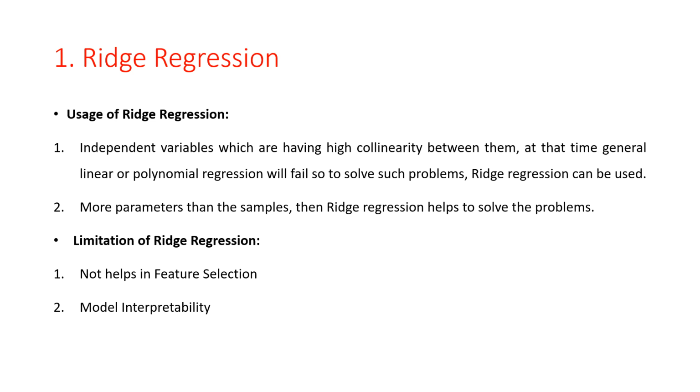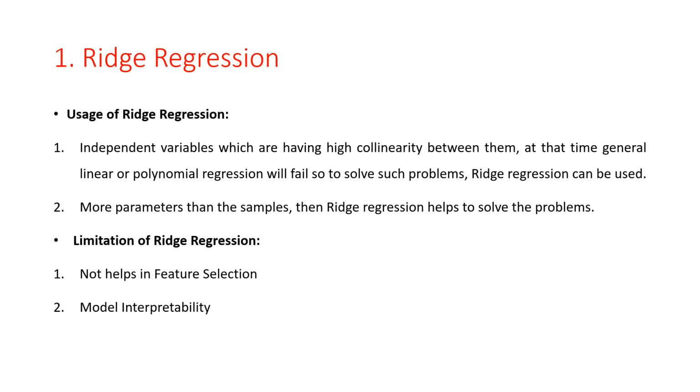And the second limitation is model interpretability, which is a disadvantage of this model. It will shrink the coefficients for the least important predictors very close to zero, but it will never make them exactly zero. In other words, the final model will include all the independent variables, also called predictors. So this is the model interpretability limitation.